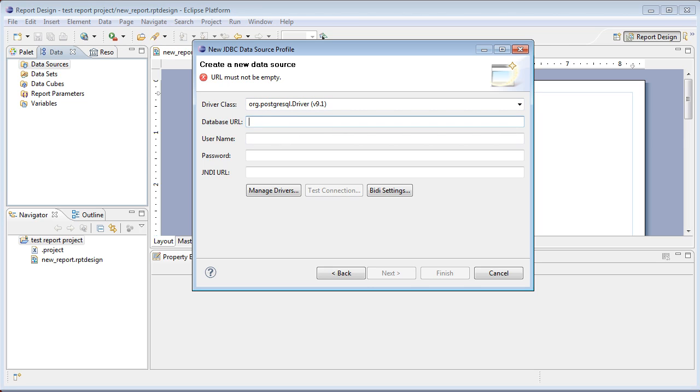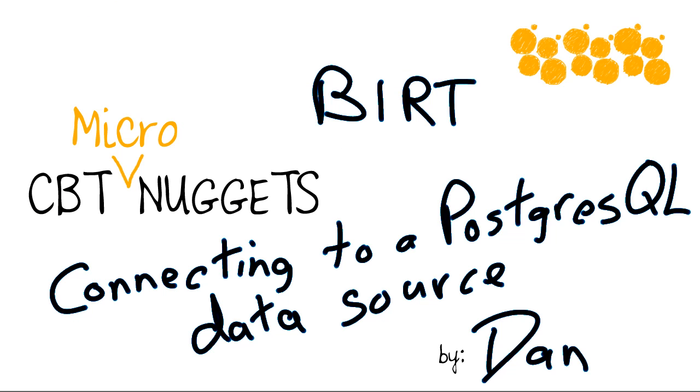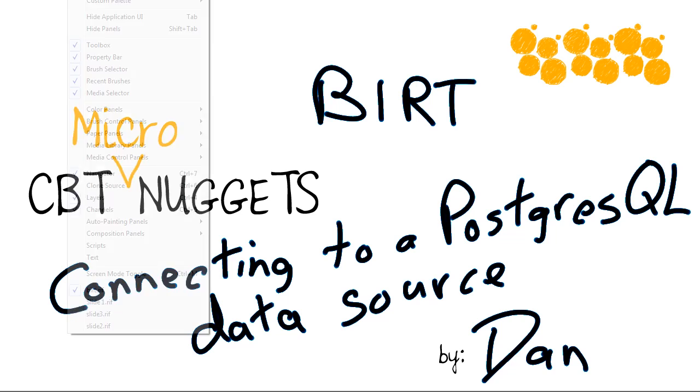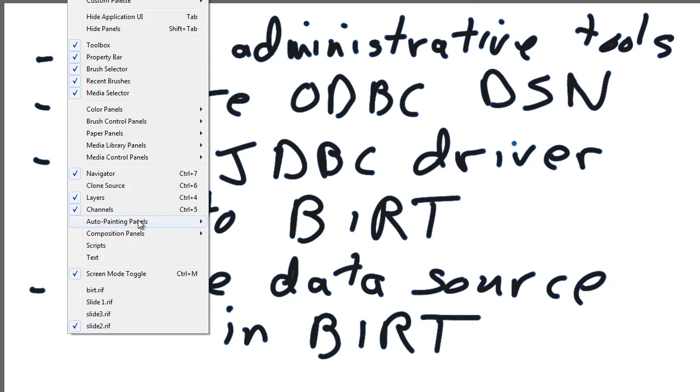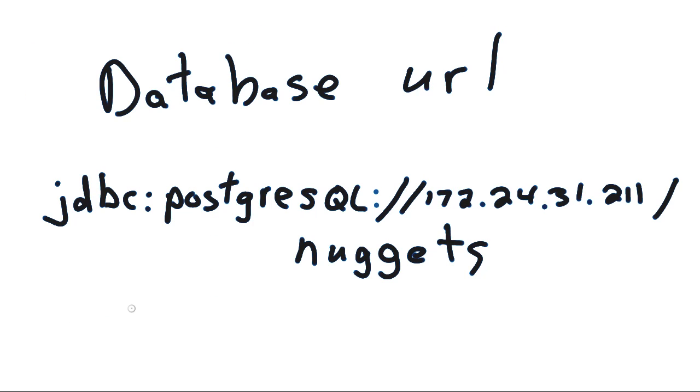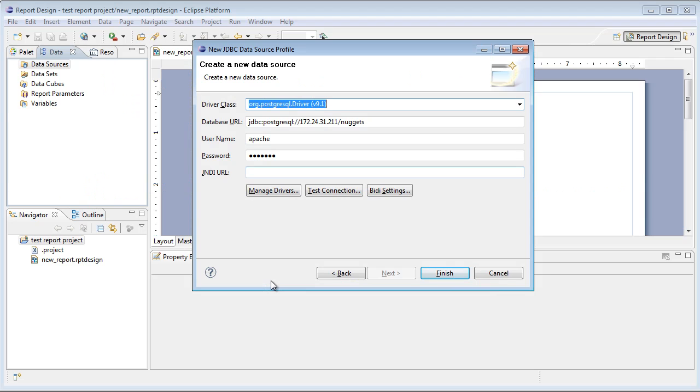Okay, so the database URL is different for the different databases that you're going to be connecting to. So I'm going to pull up what the URL is. One second, a little disorganized. The database URL format is jdbc:postgresql://your DNS name or IP address/your database name. All right, I'm gonna pause and put that info in.